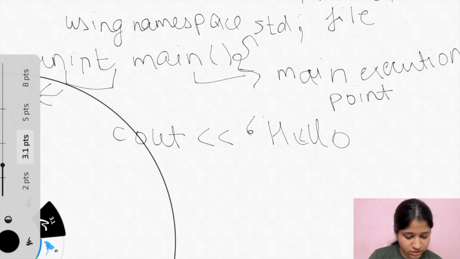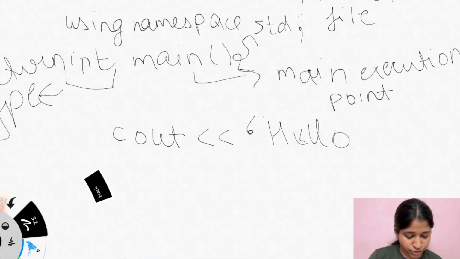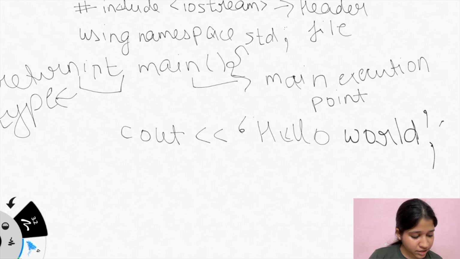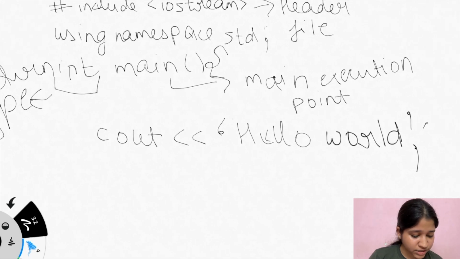Let's just increase this to 3.2. Yeah, so hello world. Now you must be thinking why I am including these semicolons after every line of code. It is mandatory. It denotes that our line ends here.